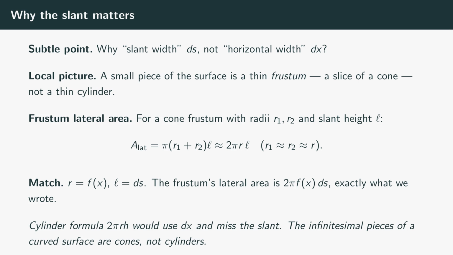For a very steep curve, the undercount is huge. The square root of 1 plus f prime squared factor is the correction from horizontal width to slant width. Don't drop it.